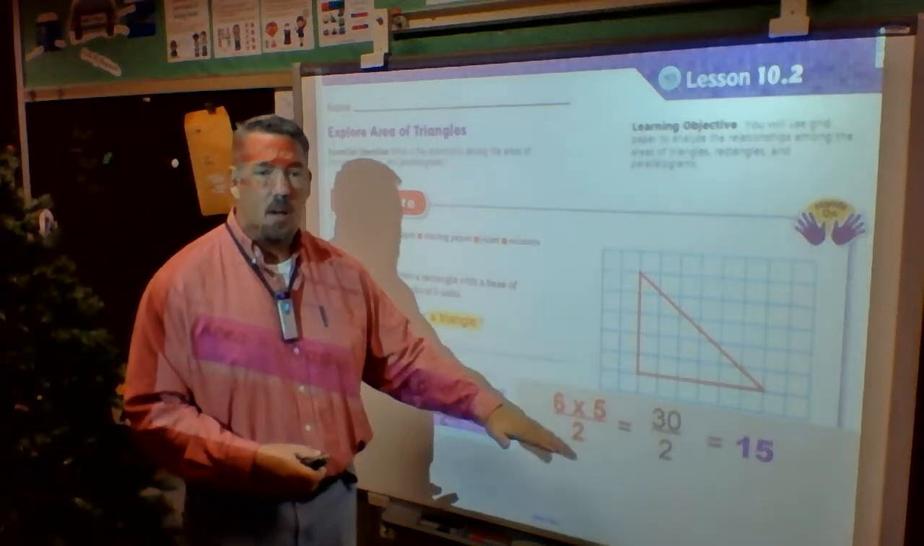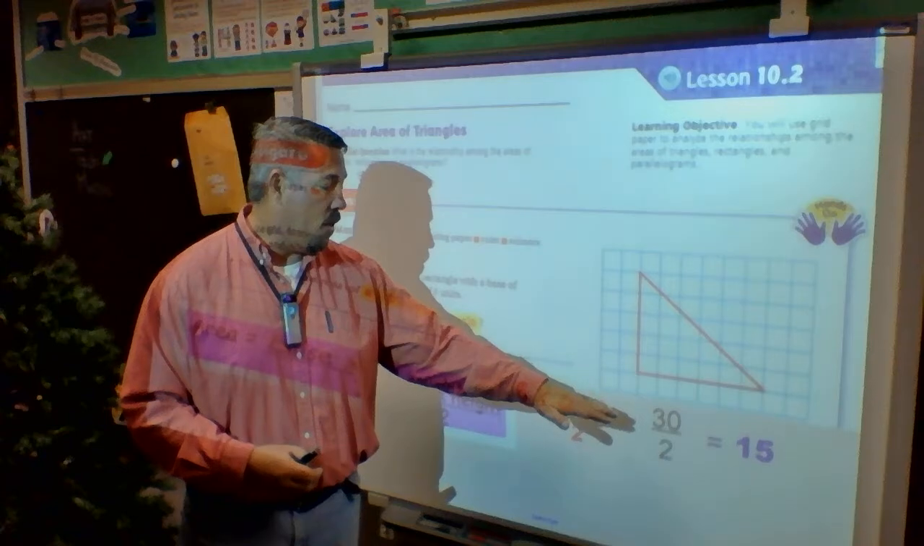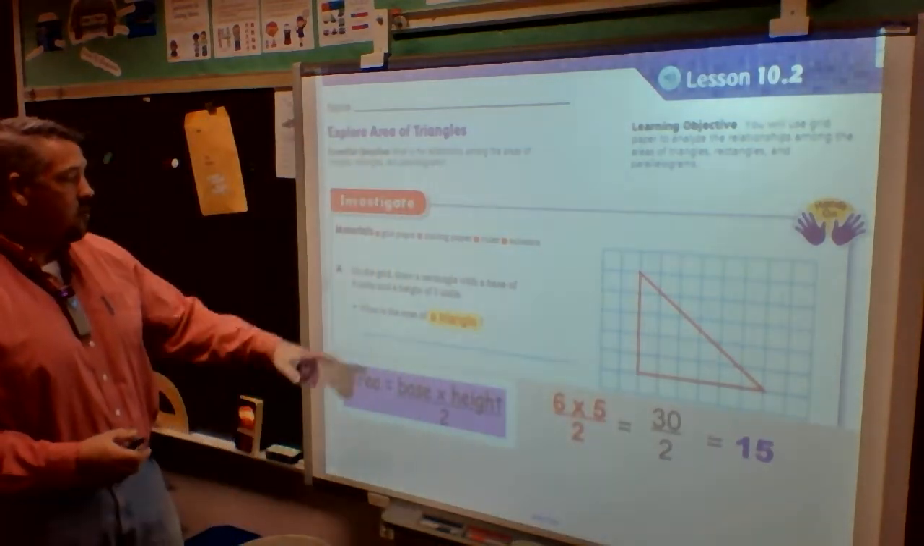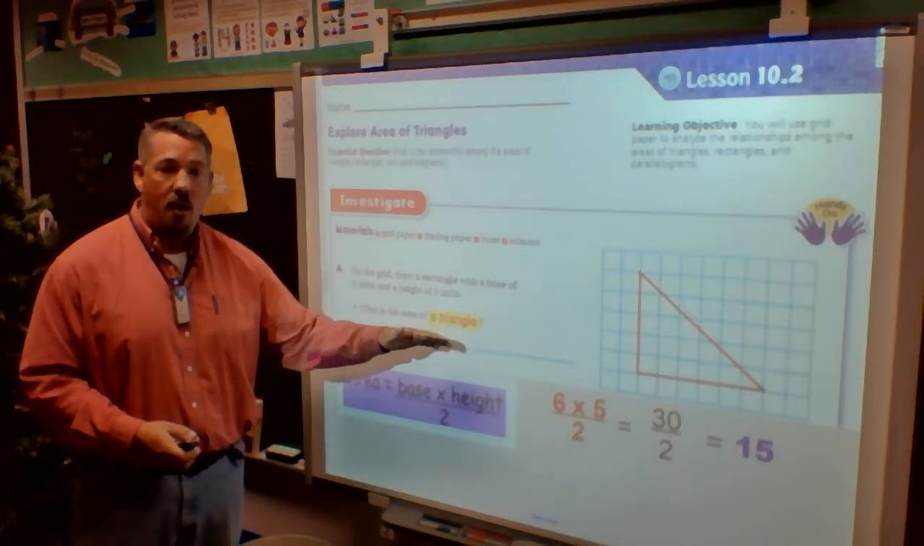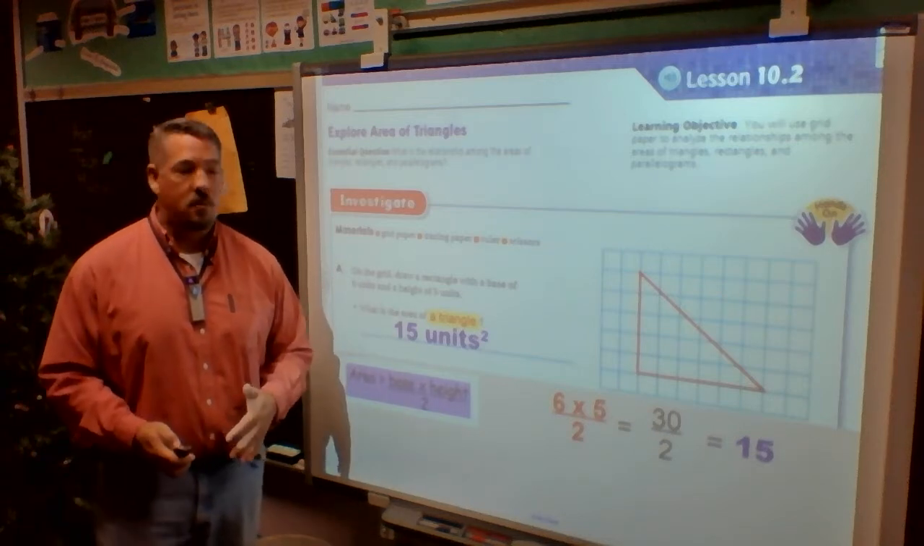When I take my base times height that I first started out with, my 6 times 5 is 30, and then I divide by 2, then I get 15. So if this was restated at the very beginning, well, what is the area of the right triangle? Then I would know it would be 15 square units.